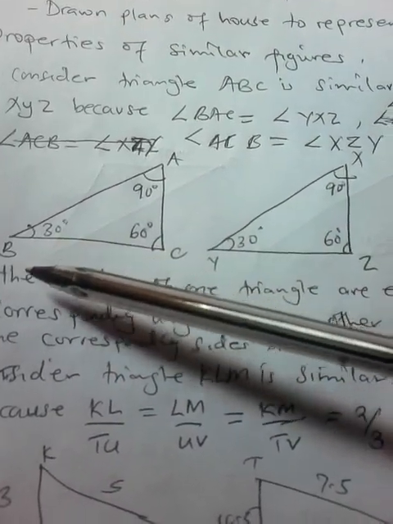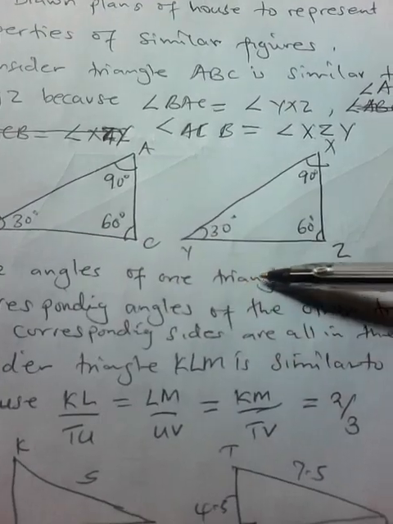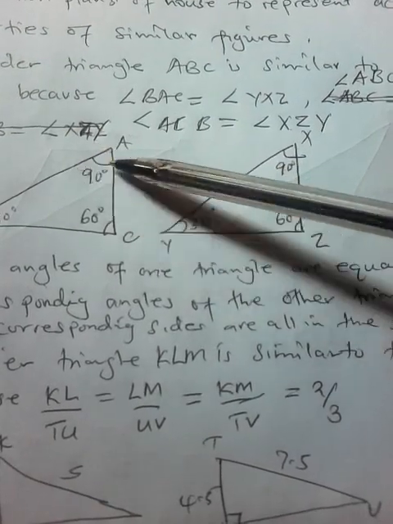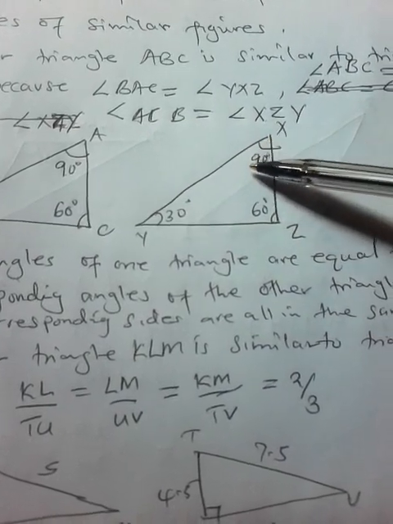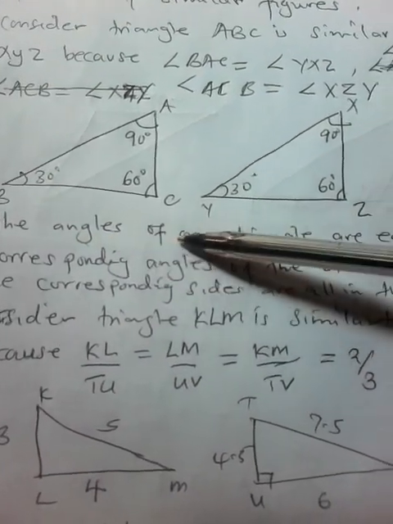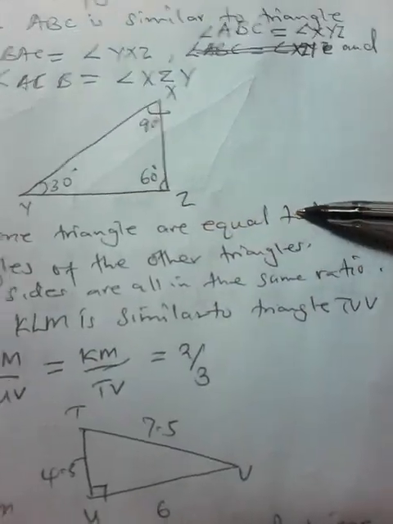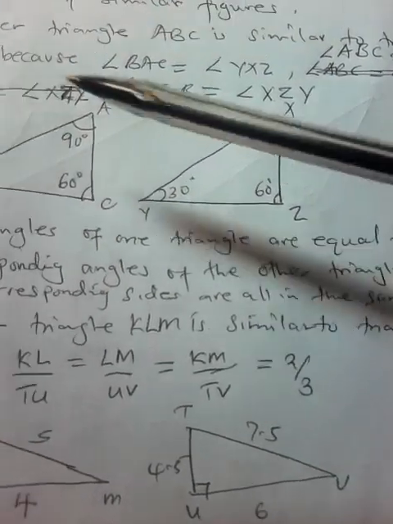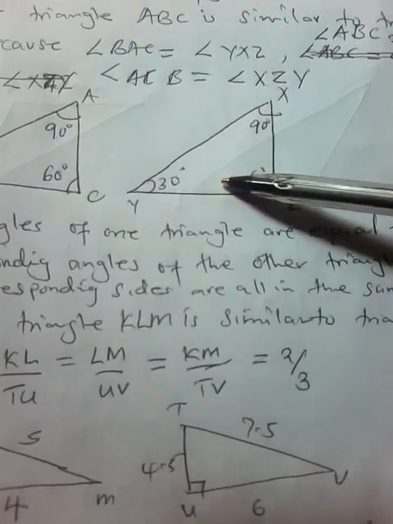As we see, the angle B is 30, and the corresponding angle on the other triangle, which is Y, is also 30. The angle A is 90, and the corresponding angle on this triangle, X, is also 90. So this first property says that the angles of one triangle are equal to the corresponding angles of the other triangle.